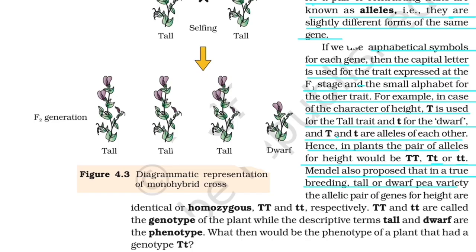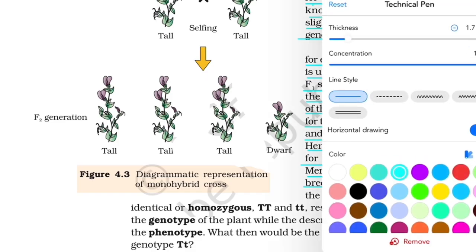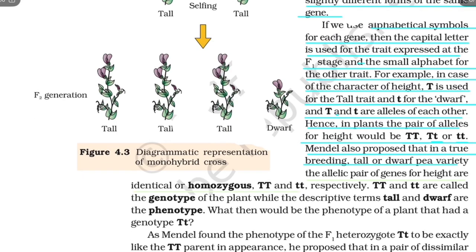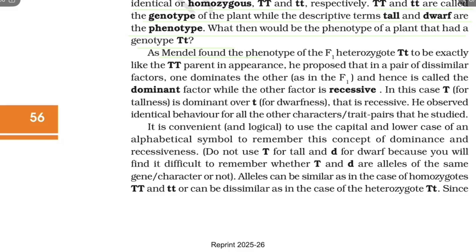Mendel also proposed that in a true breeding tall or dwarf pea variety, the allelic pair of genes for height are identical, or homozygous: TT and tt respectively. TT and tt are called the genotype of the plant, while the descriptive terms tall and dwarf are the phenotype. What then would be the phenotype of a plant that had genotype Tt? As Mendel found the phenotype of the F1 heterozygote Tt to be exactly like the TT plant in appearance, he proposed that in a pair of dissimilar factors, one dominates the other in the F1 and hence is called the dominant factor, while the other factor is recessive. In this case, T is dominant over small t, which is recessive.